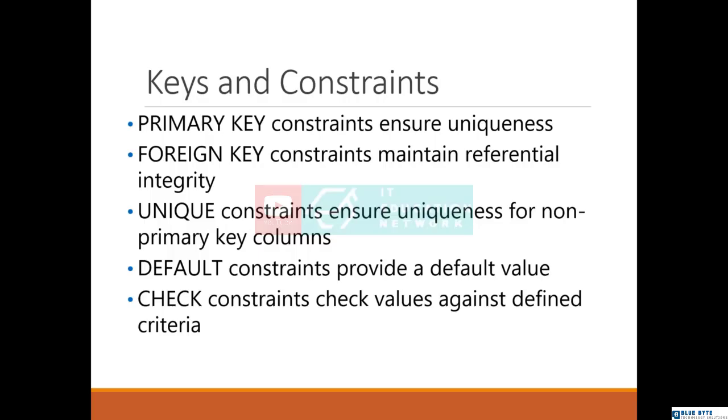Then we have keys and constraints. We already learned how to deal with primary keys in previous modules. Constraints are database objects that you can create to restrict the type of data that a column can contain. With constraints, we have unique, default, and check constraints. With the unique constraint, we ensure uniqueness for non-primary key columns. The default constraint provides a default value, and finally the check constraint checks values against defined criteria.